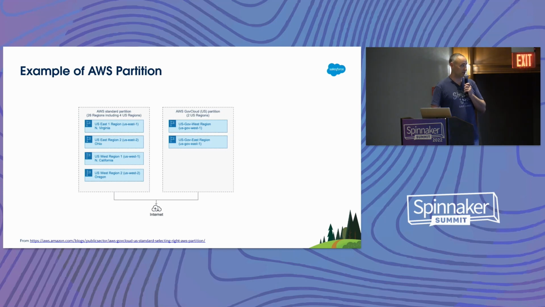So maybe most of us spend most of our lives running in the standard partition, which we also call the commercial partition. And then one day somebody calls and says, oh, we want to run some stuff in another partition like Gov Cloud, or there's a separate partition for China and some other ones. And then you have to figure out what to do.